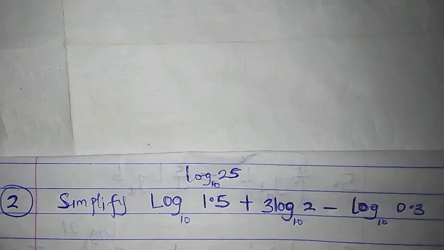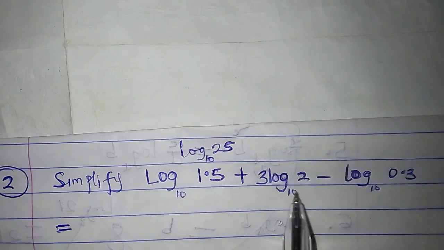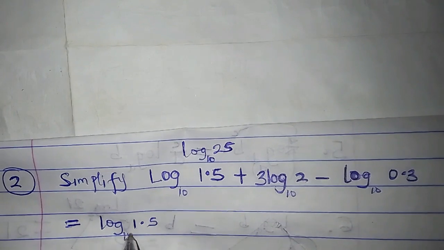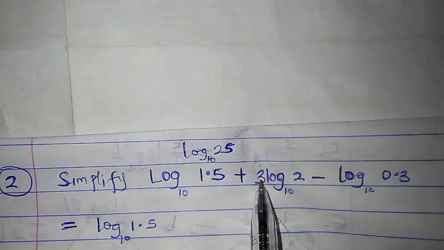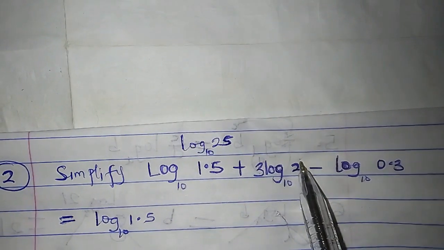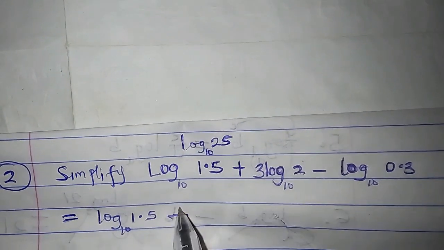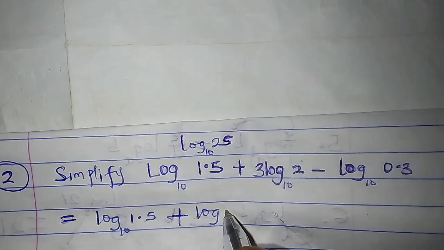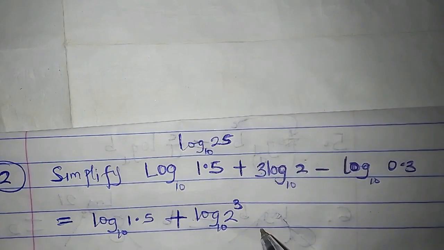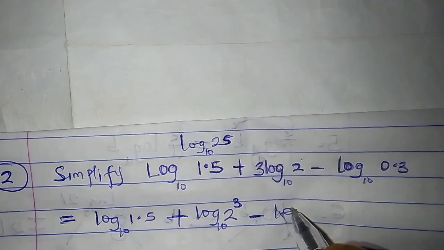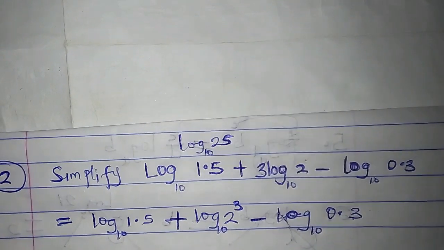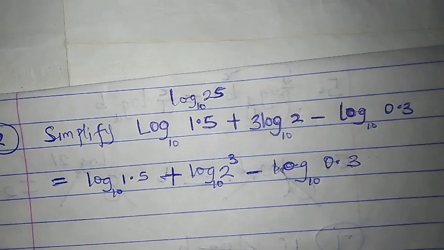So let's evaluate this log. The bases are the same, 10, 10. Okay, so it will be log 1.5 to base 10. This 3, I want to remove it from here. So I can as well take this 3 as the power of 2. So this is plus log 2 to the power of 3 to base 10, minus log 0.3 to base 10. 2 to the power of 3 is equal to 8.